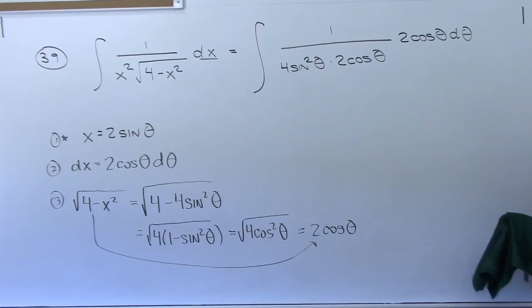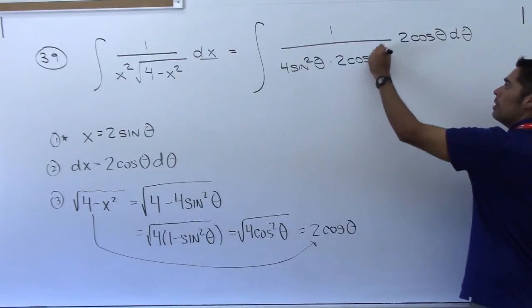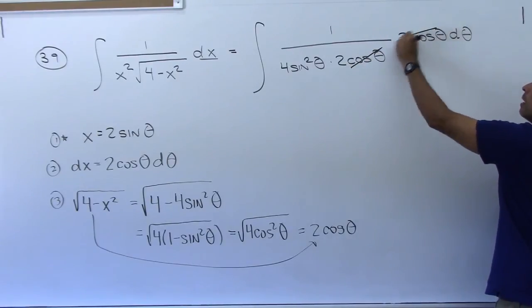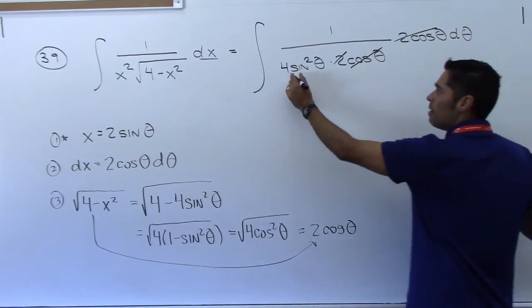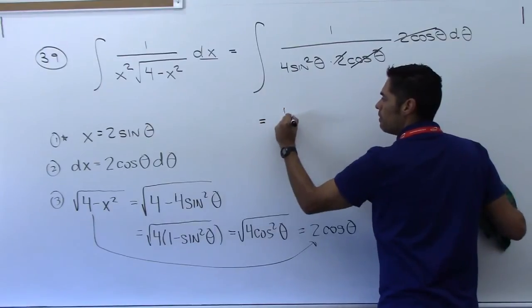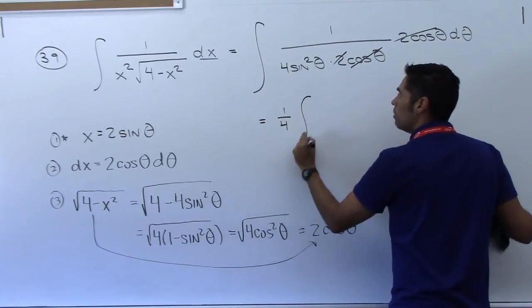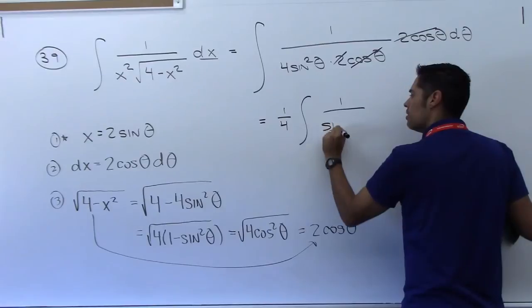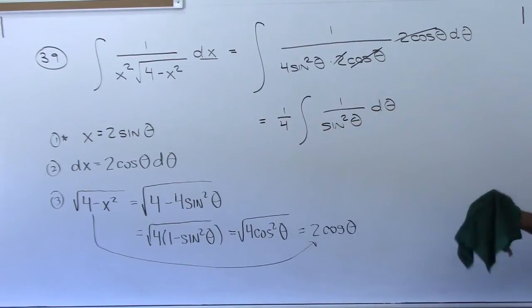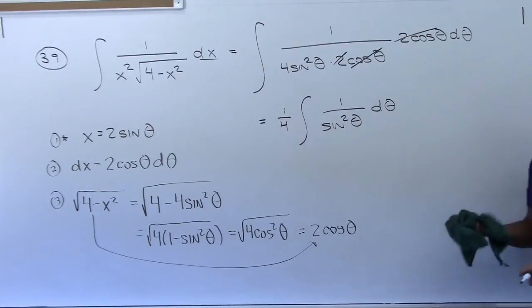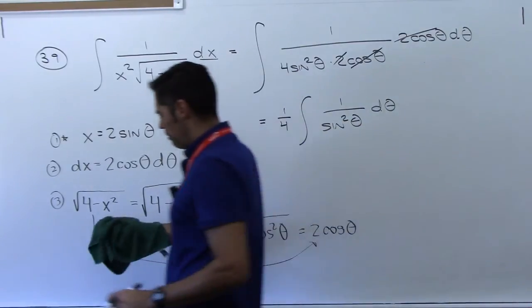And some things actually happen pretty good here. That cancels completely, and the 2, right? And so I have a 4 on the bottom that I can take out of the integral as a 1/4. The integral, I've got 1 over sine squared theta d theta. That's all, right? Any ideas on what to do with that?